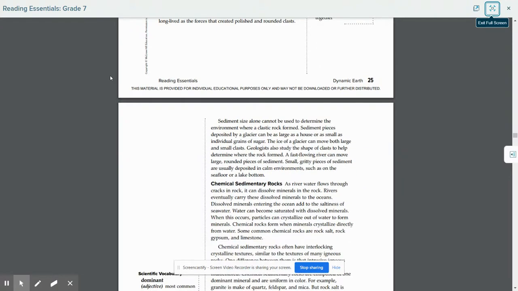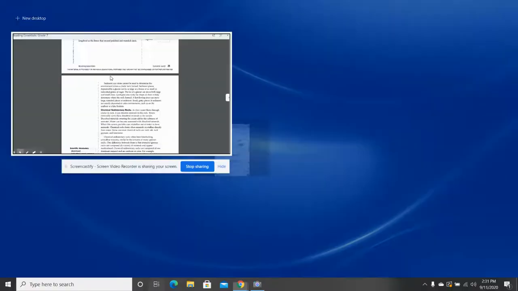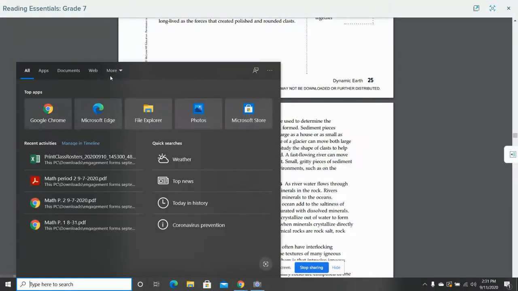Sediment size alone cannot be used to determine the environment where a clastic rock formed. Sediment pieces deposited by a glacier can be as large as a house or as small as individual grains of sugar.